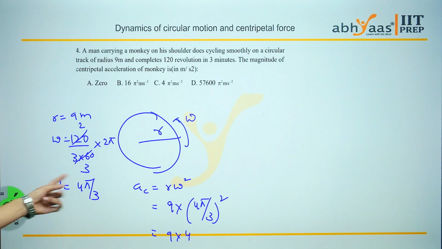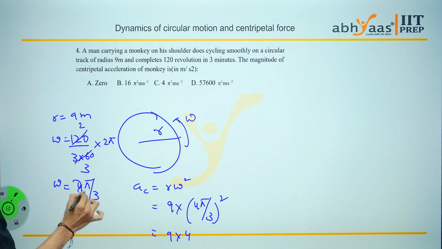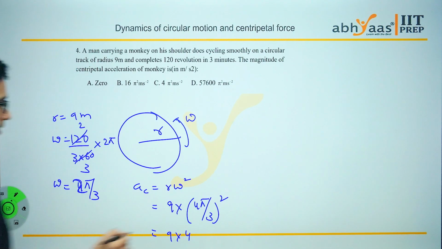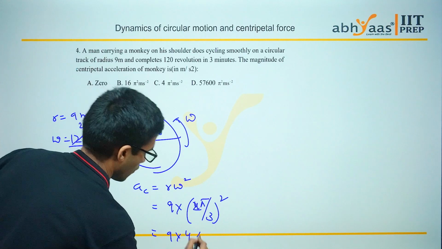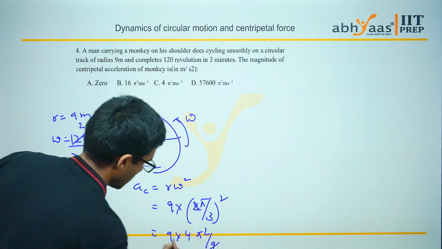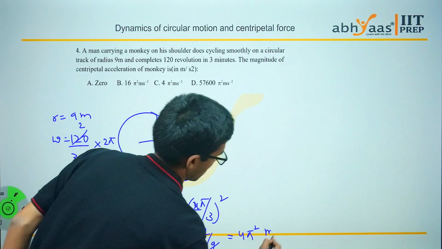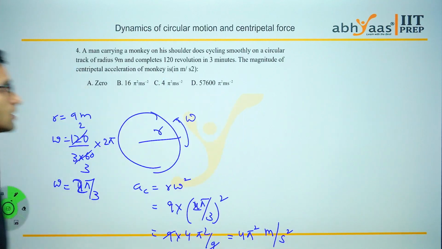So this is 2 pi by 3, right? So 2 by 3, so this is 2 by 3. 4 pi square by 9. 9 gets cancelled. What you will get? 4 pi square meter per second square. This is the answer. Simple thing.